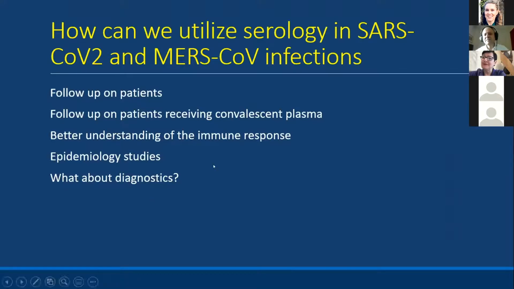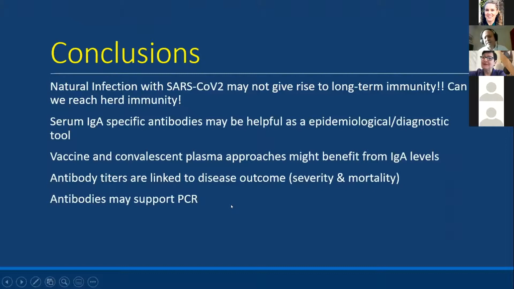So to summarize, how can we utilize serology in SARS-CoV-2 and MERS-CoV infections? Serology for these coronaviruses can help us follow up on patients. It can give us a good idea, especially with patients receiving convalescent plasma. It's a better understanding of the immune response and can help in epidemiology studies. What about diagnostics?